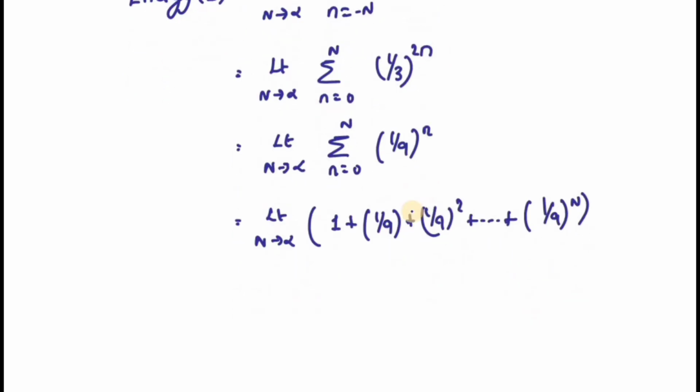Okay. So this whole term I can write as 1 divided by 1 minus 1 by 9. So this is a formula. Here there is no n, so you remove this value, and you will get 9 divided by 8. That's your answer. So this is the energy.